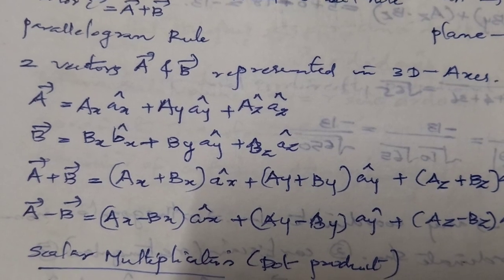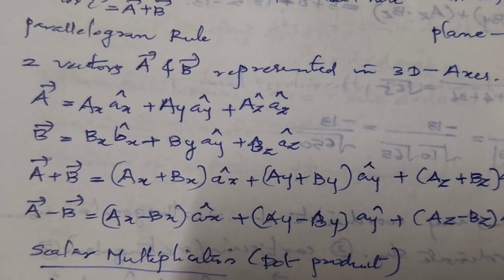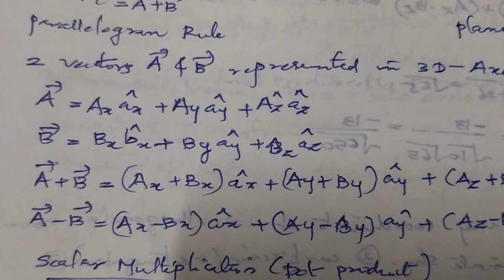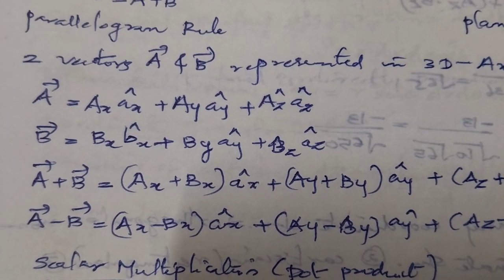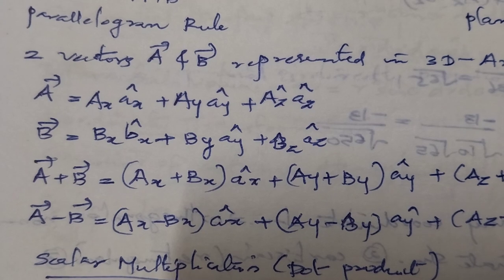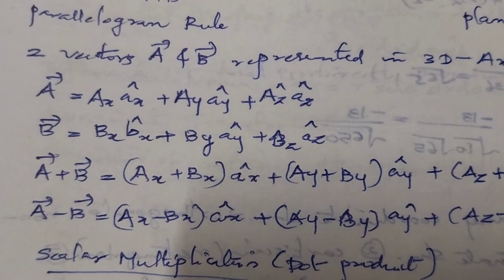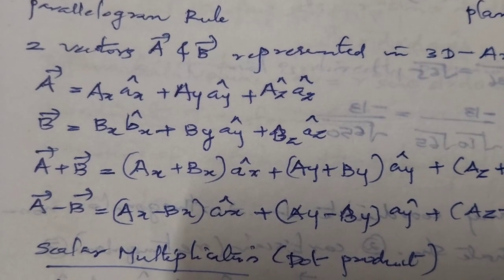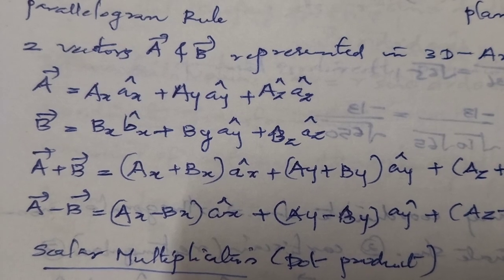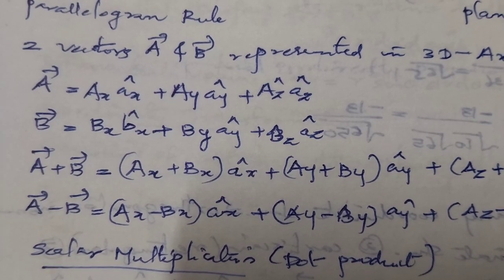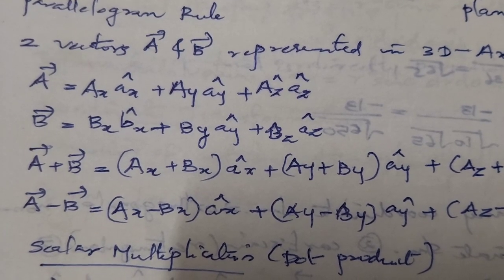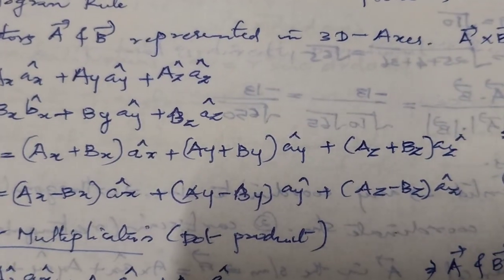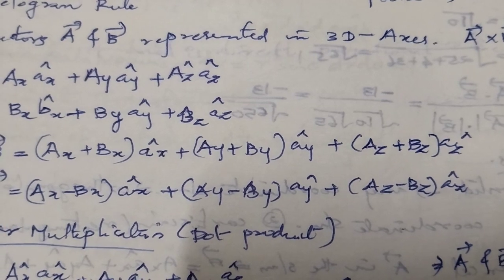Vector A is equal to ax torque plus ay torque plus az torque. B vector is equal to bx torque plus by torque plus bz torque. A vector plus B vector is equal to ax plus bx, all ax torque, plus ay plus by, all ay torque, plus az plus bz, all az torque.